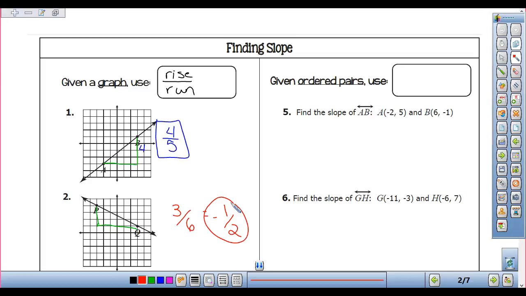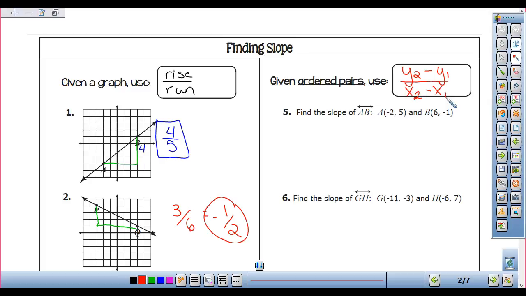Okay. Who remembers the formula if you're given 2 points? Oh, come on. y2 minus y1 divided by x2 minus x1. Holy smokes. It's been a while. You had summer off. I understand.